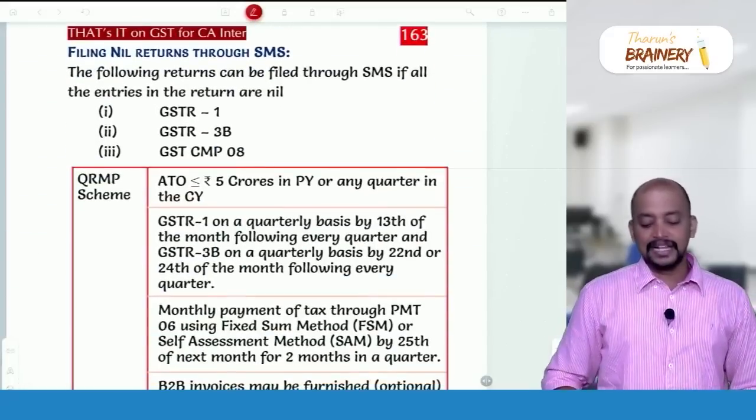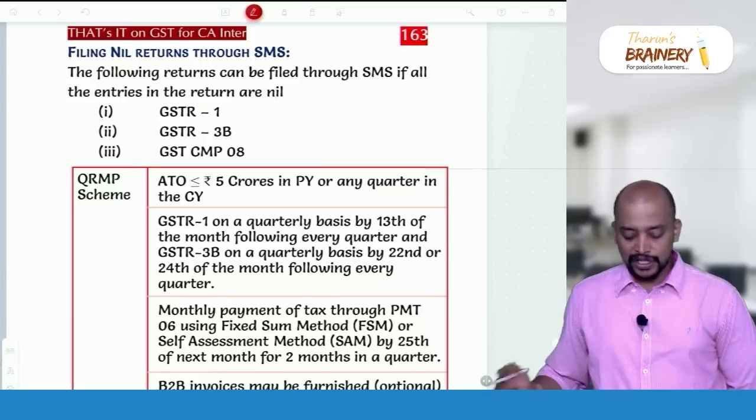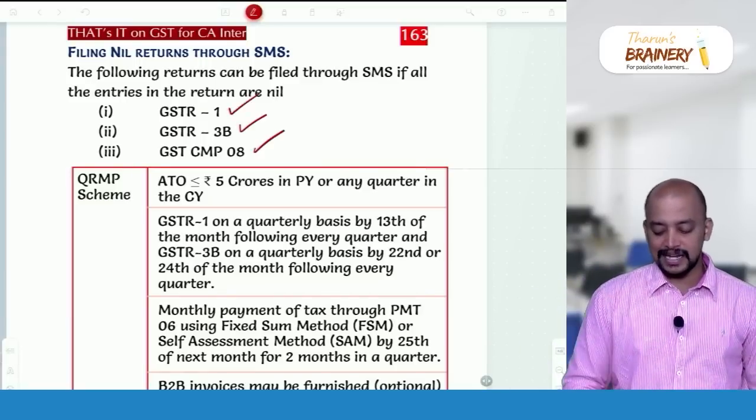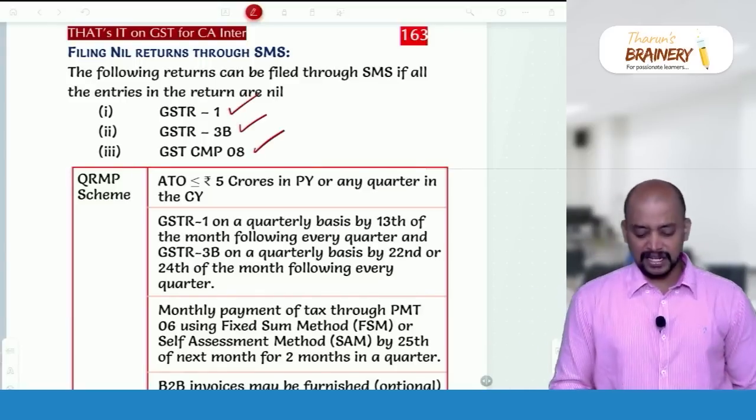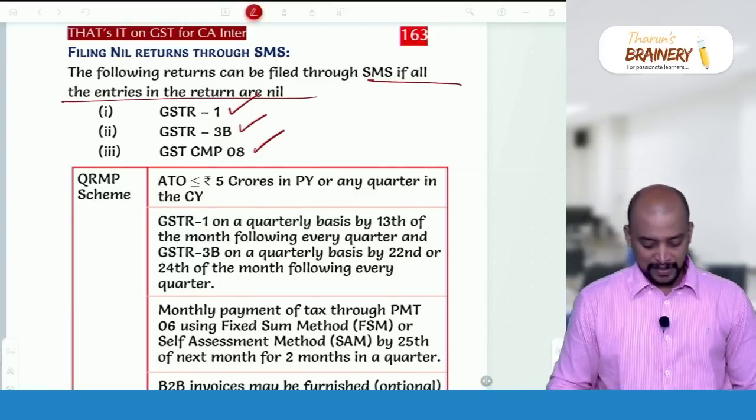Then next, filing of nil returns through SMS. So there are 3 returns which can be filed through SMS. What are they? GSTR 1, GSTR 3B and CMP 8 can be filed through SMS. If all the entries in this return are nil, then it can be filed through SMS.